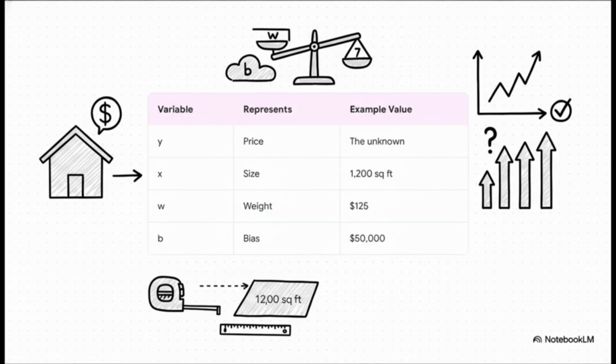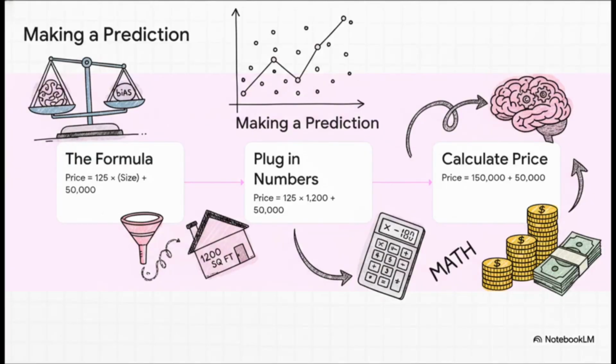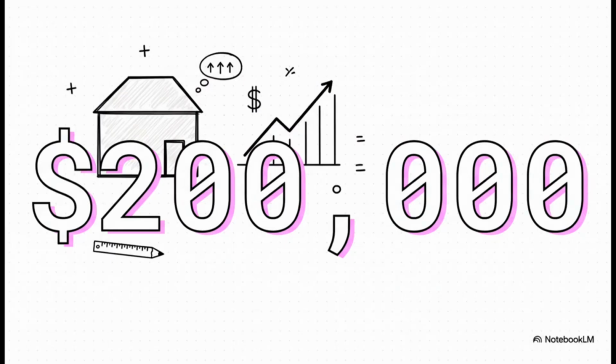And with all this in place, we're ready to make a prediction. Now for the fun part. Let's actually do it. First, we take our formula and just plug in the numbers we have: 125 for the weight and 1,200 for the size. That multiplication gives us $150,000. But wait, we're not done. We then have to add our bias, our starting point, of $50,000. And that gives us our final answer, $200,000. So, based on its size and its size alone, our simple model predicts this house will cost $200,000.